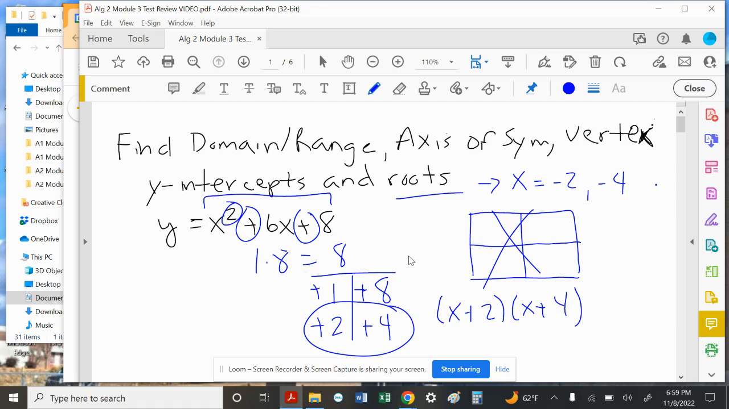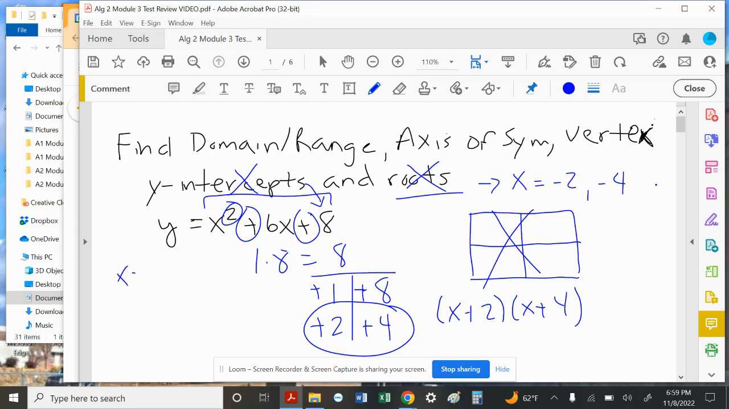And so now I've got the roots taken care of. So that one's done. I can take care of the y-intercept just by looking at the constant here. That y-intercept is going to be 8. That takes care of that one. The vertex now I have to go through and figure out. The vertex and axes of symmetry I can find pretty quickly.